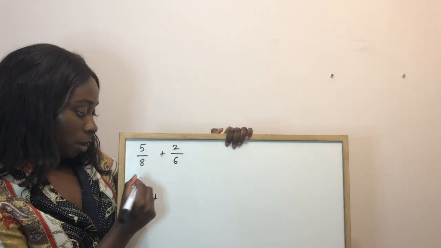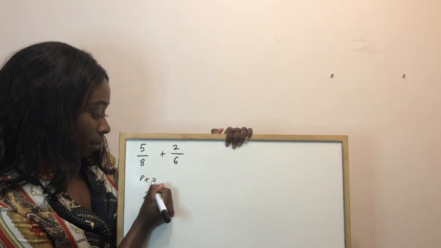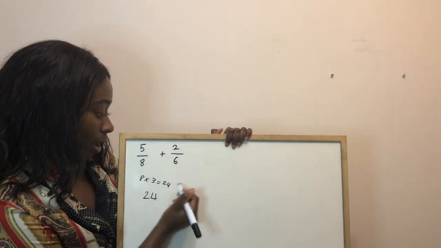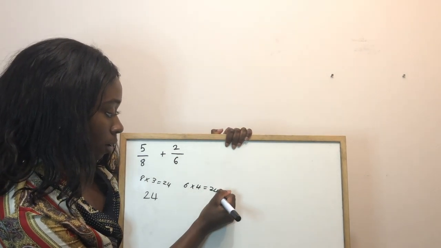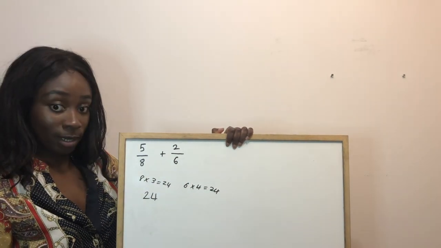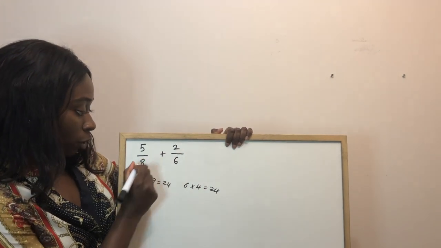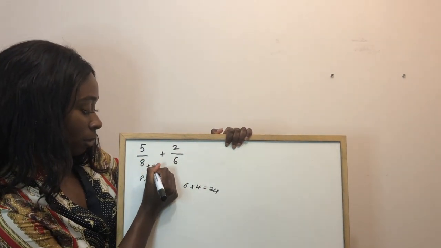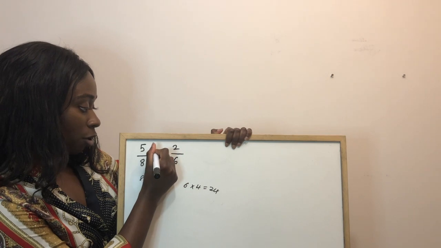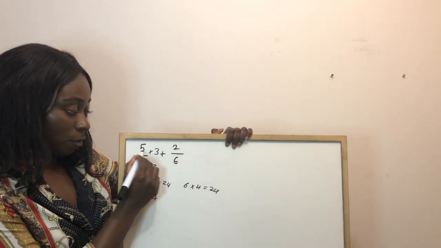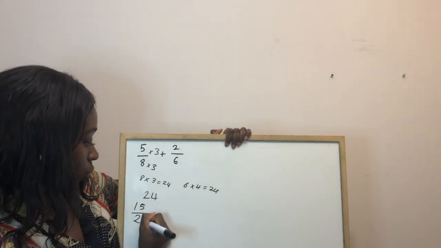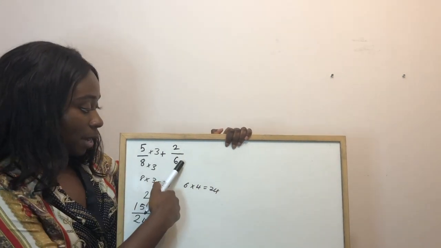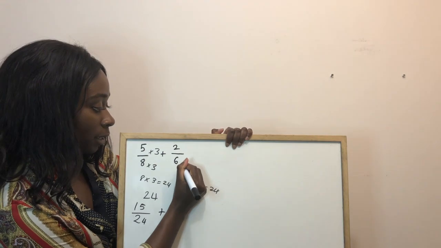This is because if you do 8 times 3, you get 24. And if you do 6 times 4, you get 24. So these numbers both go into 24. So what we do, 8 times 3, you times the bottom by 3, you also times the top by 3, you've got 24, and then you've got 15. So 15 over 24. And then you've got to times 6 by 4 to get 24.